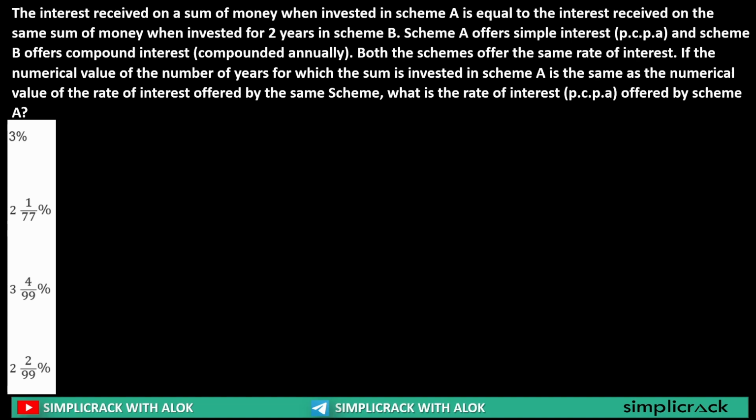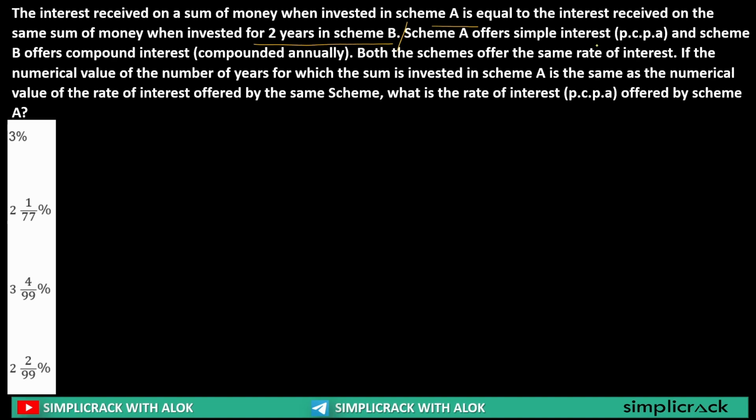The interest received on a sum of money when invested in a scheme. See, if you see this question, you may get panicked, okay, and you may leave this question in between because this is a very huge question, but this is quite silly. You just need to understand it. The interest received on a sum of money when invested in scheme A is equal to the interest received on the same sum of money when invested for 2 years on scheme B. So the interest in both schemes is equal, first thing.